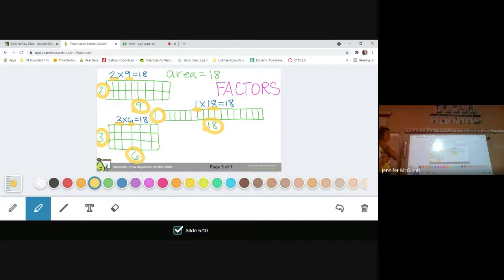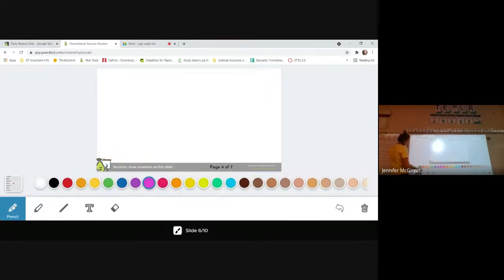I'm going to go to the next page. I want you to remember what numbers we circled in this and what factors we had. We're looking for what are the factors of 18. When you are looking for factors of a number, if you can draw a box and the side lengths are right, that's a factor. So let's go over to the next slide and let's list our factors.